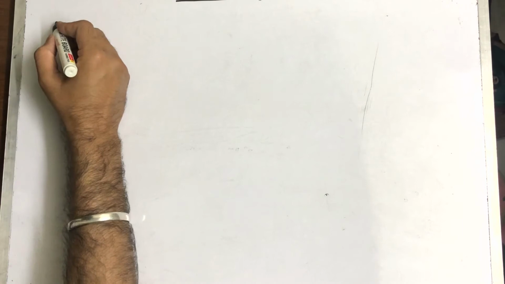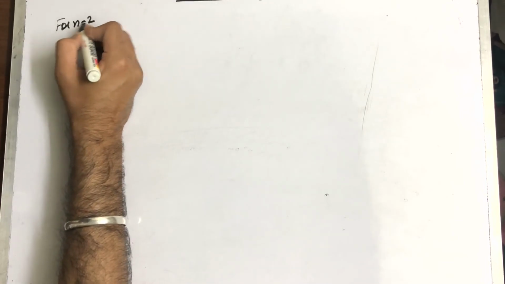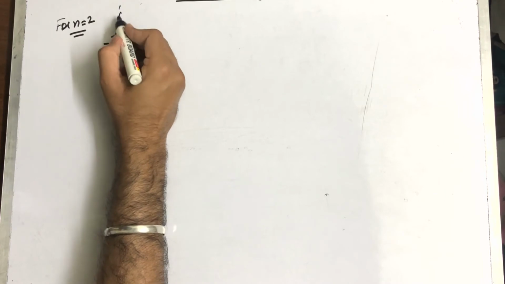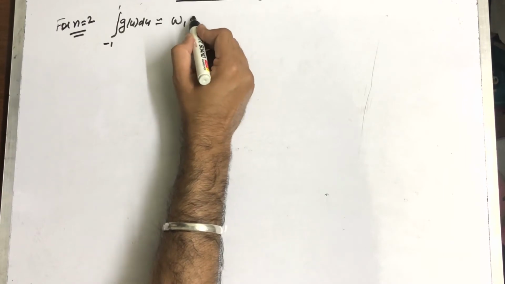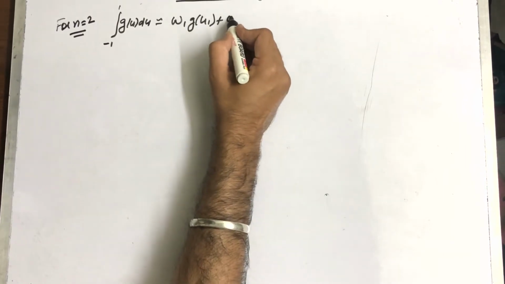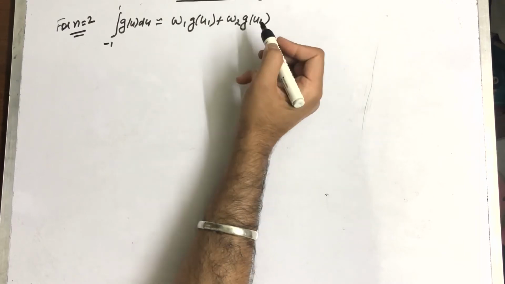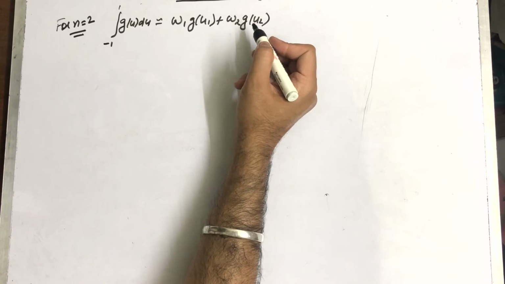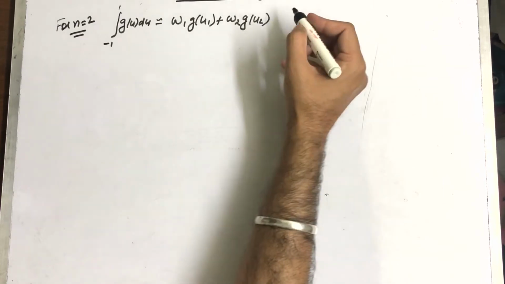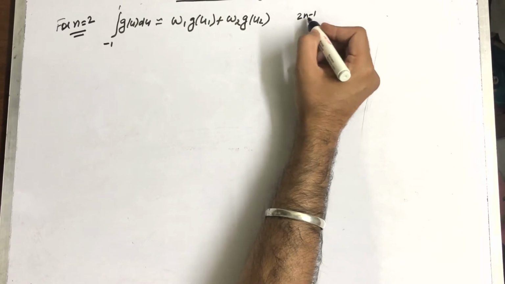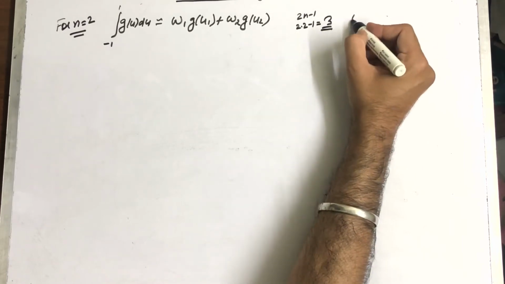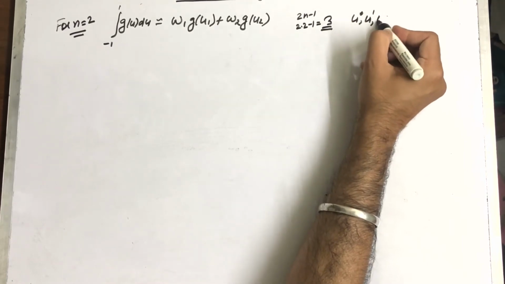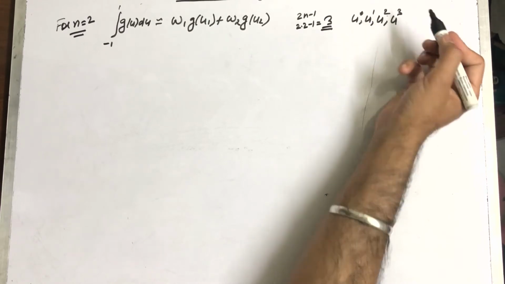Now let us derive the 2-point Gaussian integration formula, meaning for n is equal to 2. Then the formula will be approximated by w1 g(u1) plus w2 g(u2). We can easily derive that this will be exact for polynomials of degree up to 2n minus 1. And what is n here? n is 2, so 2 times 2 minus 1 is 3. So what are the polynomials which satisfy this? That is u power 0, u power 1, u power 2, u power 3.